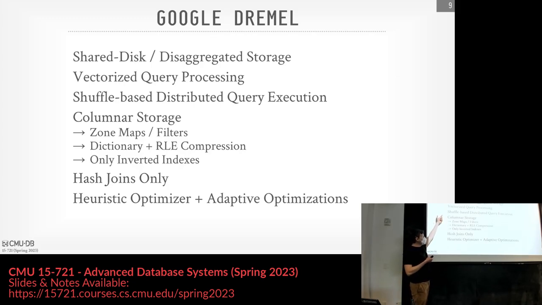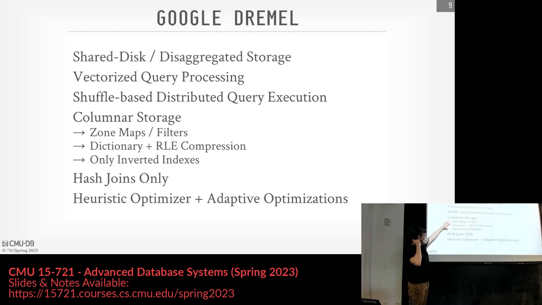They're going to do vectorized execution or vectorized query processing. There's actually nothing to discuss about this, because the paper doesn't really talk about it. They say they're vectorized. We know they're using intrinsics, because we asked the people. Right? This is table stakes at this point. Everyone does this. The shuffle-based stuff we'll talk about more in a second.